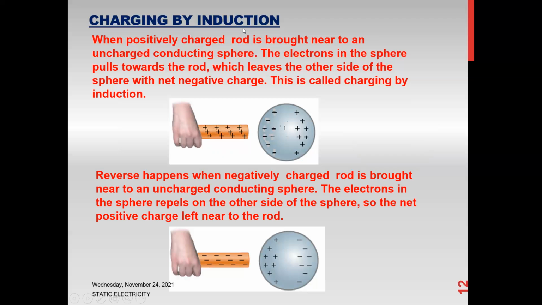This time the electrons actually move away from the charge rod and shift towards the other side. So we call this distribution of charge, which is created due to a charge rod, charging by induction. Is the concept of charging by induction clear? Any doubt till this point?